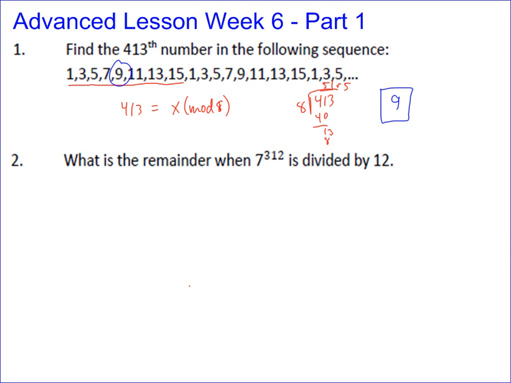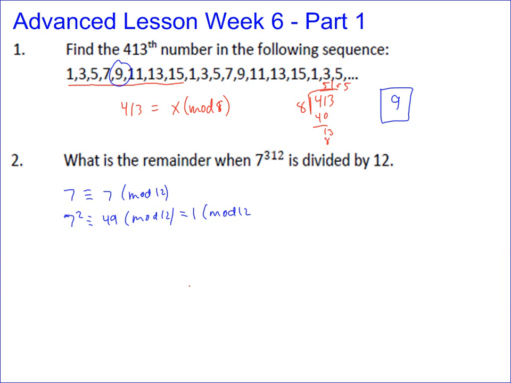2 says, what is the remainder when 7 to the 312 is divided by 12? Well, you've got to go through and look for a pattern. And so 7, and we're going to do all of this mod 12 because we're dividing by 12. Well, 7 is just equivalent to 7 mod 12. 7 squared, or 49, well, 49 mod 12 is just equivalent to 1 mod 12.